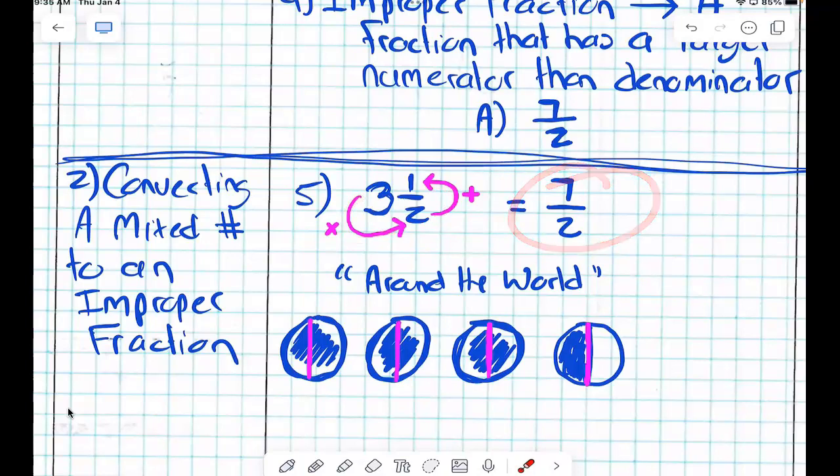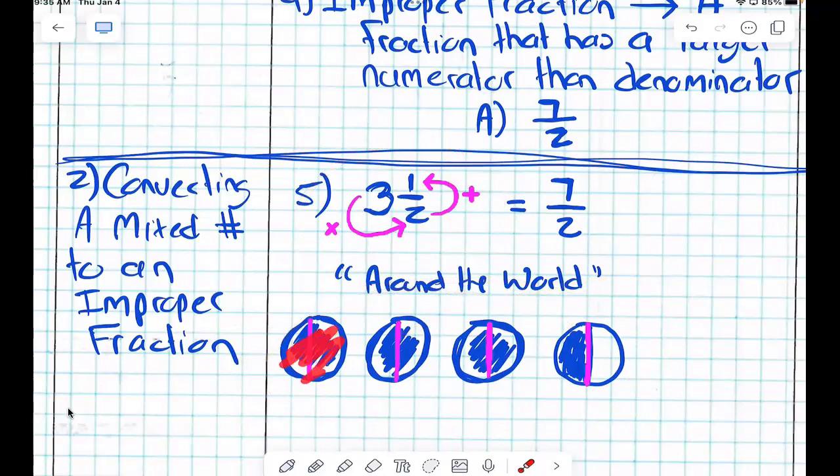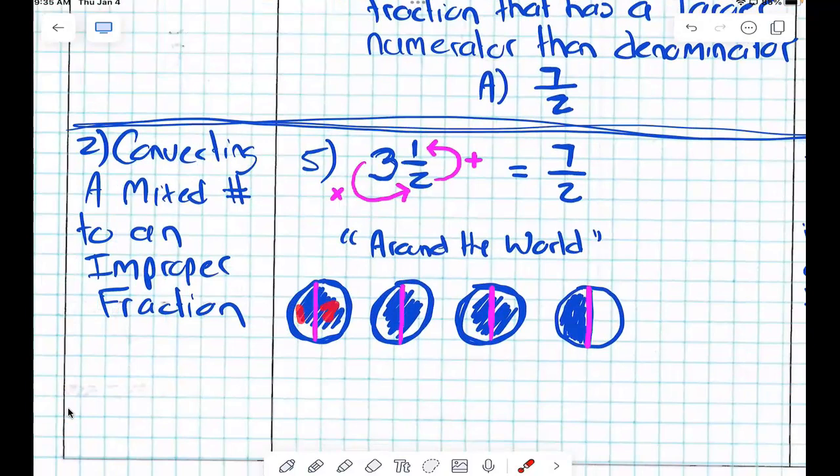Is this the same as this picture right here, 7 halves? Yes. Is this the same as this picture? Yes. How many whole pizzas do I have here colored in? 3, and then I have 3 and a half like that, right? Yes. But if I convert it to an improper fraction, it says I have 7 slices of pizza, right? Check this out. Let's count. 1, 2, 3, 4, 5, 6, 7. 7 cut into halves, right? Awesome.